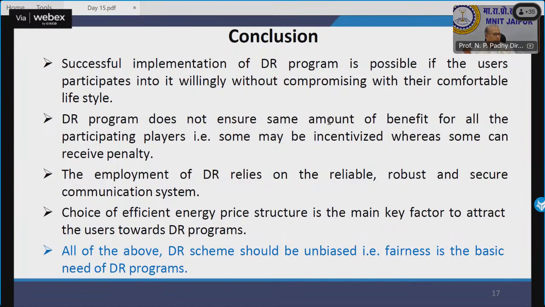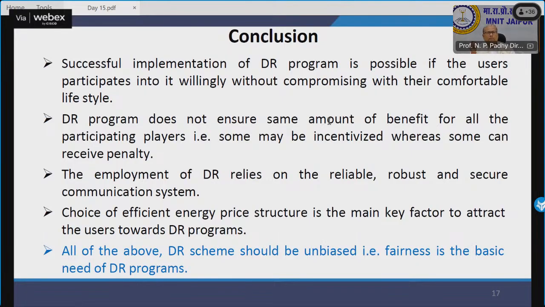Good. So coming to a conclusion, successful implementation of demand response program is possible if the users participate in it willingly without compromising their comfortable lifestyle. Means they participate but don't compromise their lifestyle too much. DR program does not ensure the same amount of benefit for all the participating players. That is, some may be incentivized, whereas some can receive penalty.